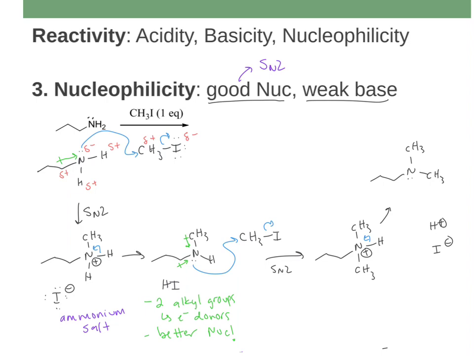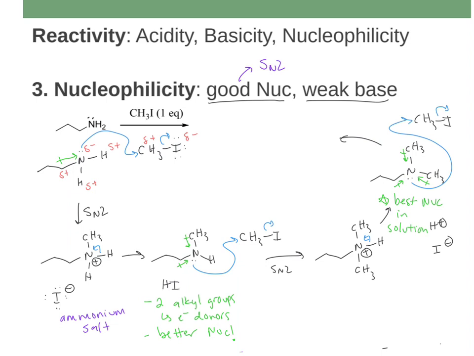But the problem with this is now we have a tertiary amine, which has 3 electron donating groups on it. So now this is the best nucleophile around in this solution. Right, so now this thing is going to outcompete any of the other amines that are in the solution because it's the most electron rich, it's the most nucleophilic one, and so it can then go attack one of these CH3Is. Same reaction, right? Backside attack, good old SN2.